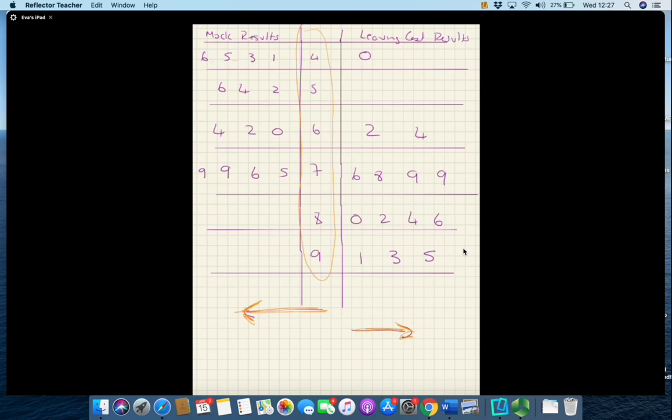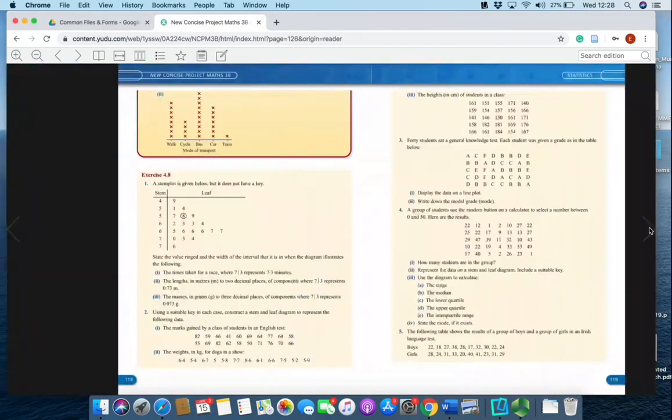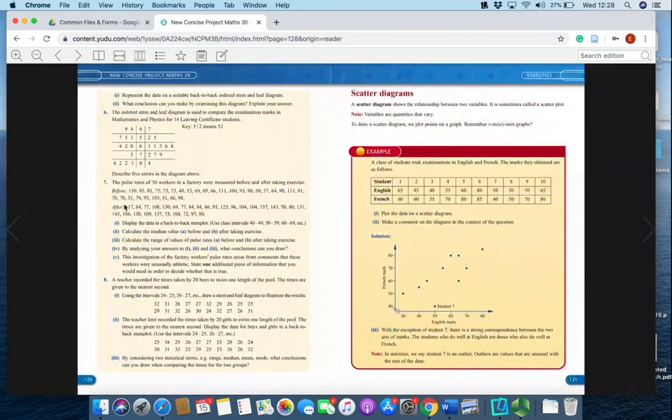Why do we do a back-to-back stem and leaf? Well, so that we can compare data. In a back-to-back stem and leaf, your stem must be common so that you can compare, and then your leaves will be different. Back-to-back comes up quite a bit. So if you try question 7 beforehand, it would be a good one to do. It looks like an exam question anyway.